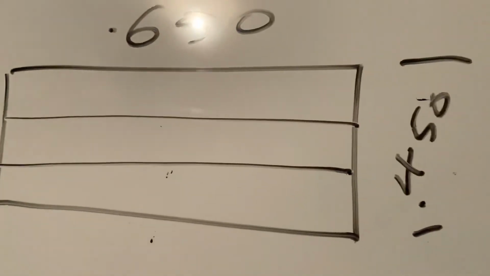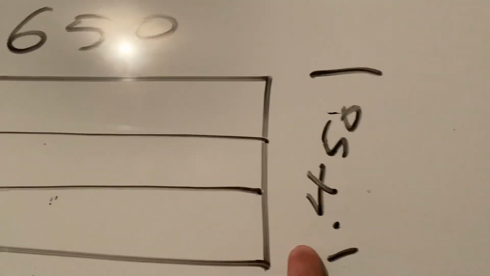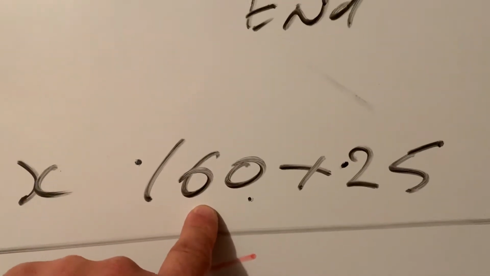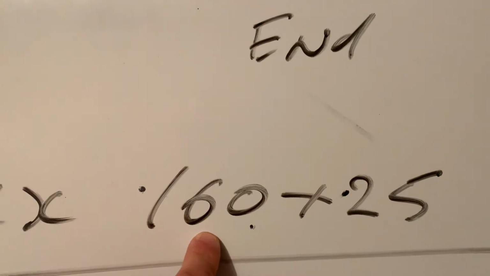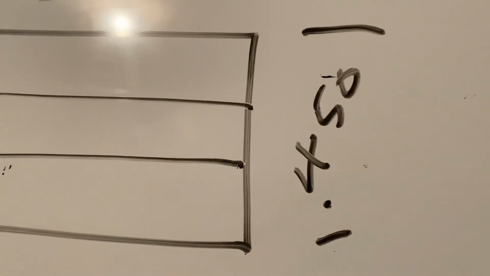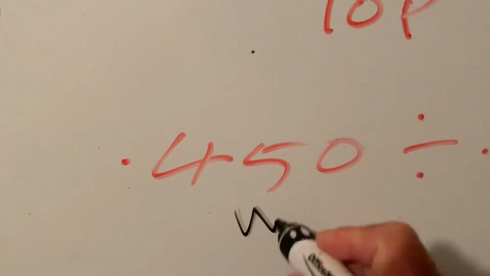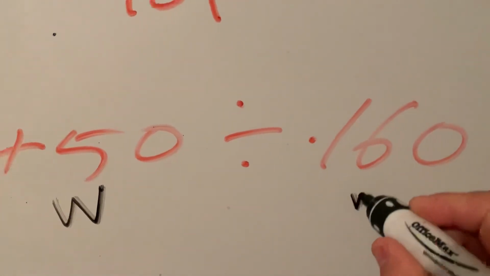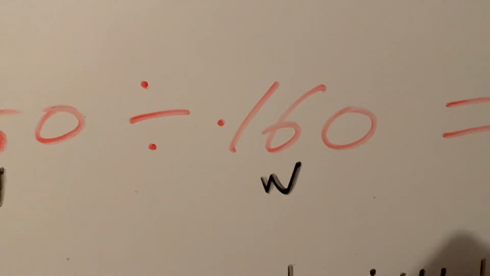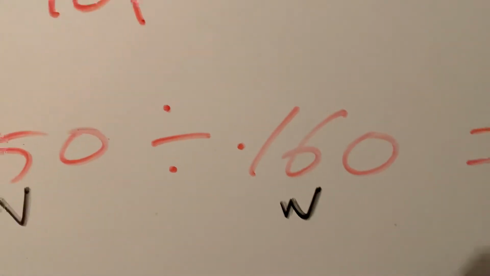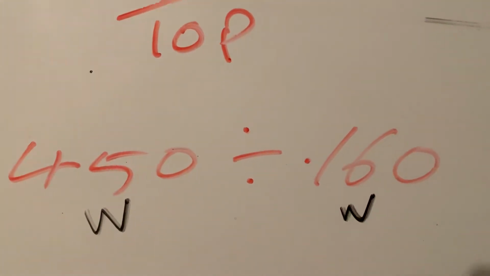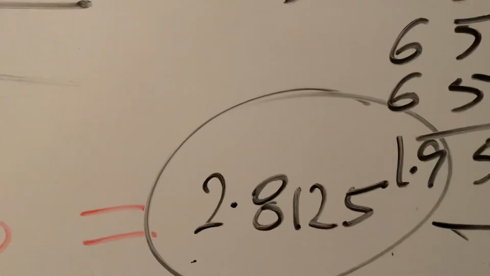Okay, so let's go through this again. The width of your table is 450. The width of the timber that you're going to use to build the tabletop is 160. Obviously you're going to need more than one piece at 160 to build the tabletop. So you take 450, which is the finish width of your tabletop, and this 160 is the width of the timber, so you divide 450 by 160, and you come out at 2.8125.